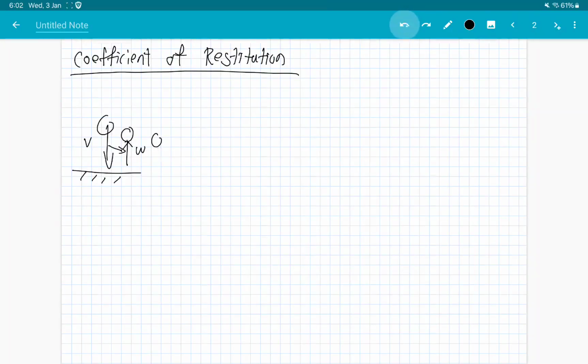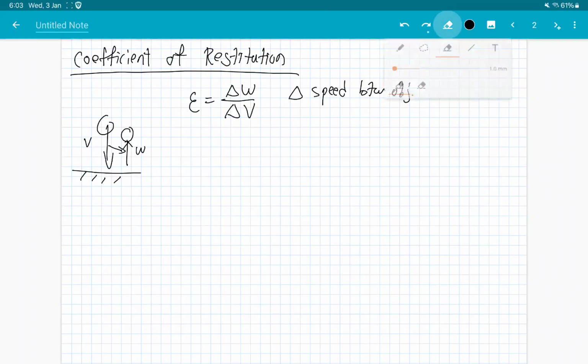So the point is that the formula for coefficient of restitution is always the change of speed after over the change of speed before. This change itself does not mean the change of speed, but the change of speed between the objects. And in this case, it is the ball and the ground. So these are your two objects, object 1 and object 2.